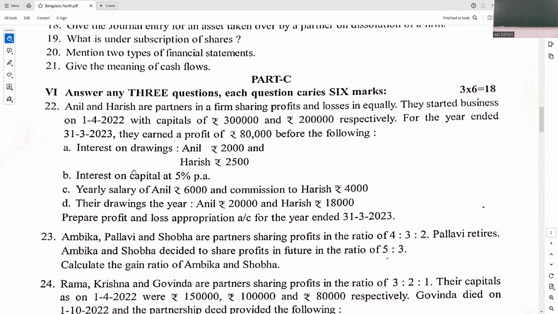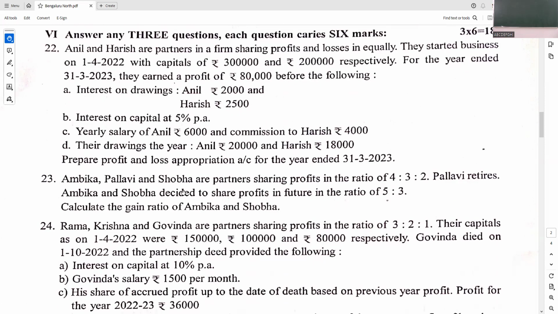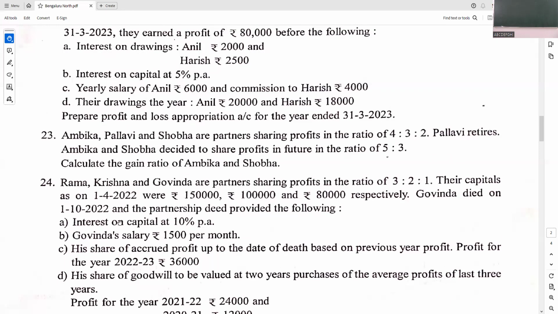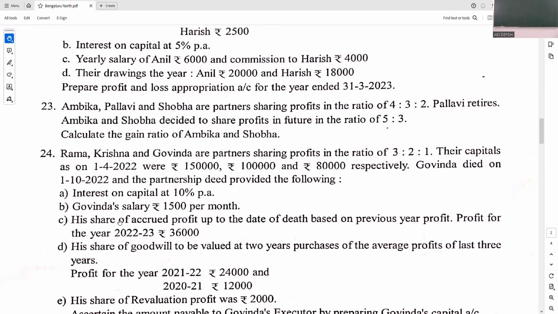Next, a simple question on profit and loss appropriation account. They have given interest on drawings. Very simple question. Drawings should not be taken. I have already explained in my concept class. Ambika, Pallavi are partners in the ratio 4:3:2. Again, a very simple question. That is 5/8 minus 4/9 and 3/8 minus 3/9. So if we do it, we will get the answer. Maybe somewhere 21:11, something will be there.